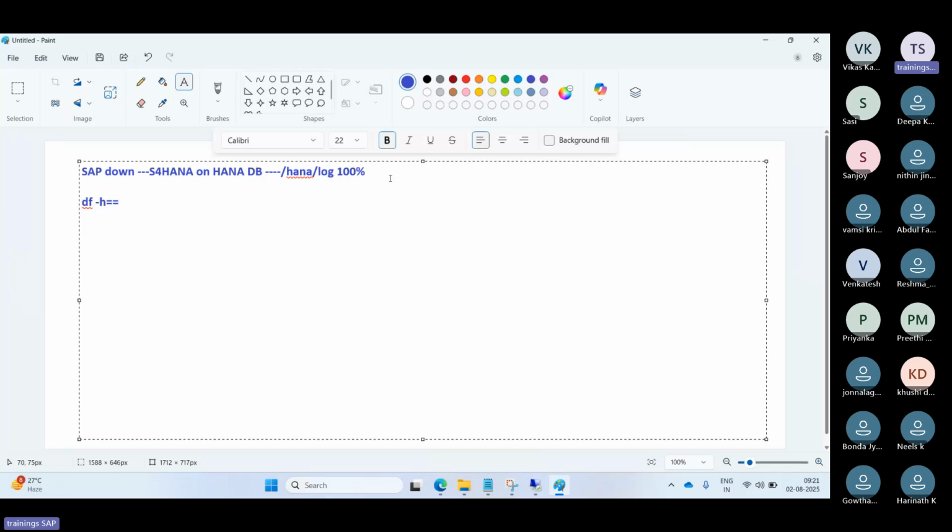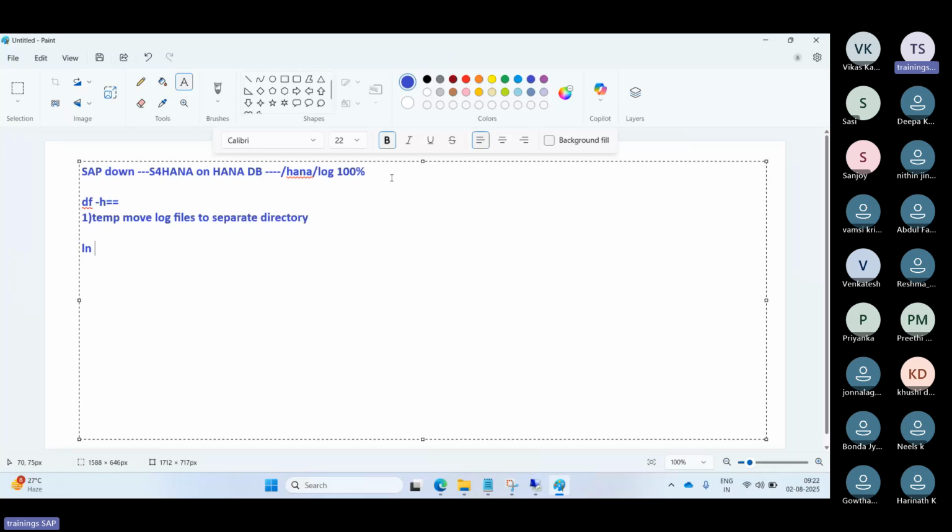Then I immediately stopped the application. I stopped the HANA database, even though the file system usage did not come down. Then what I did: there is a mount point here. First of all, we need to check where you have free space, maybe /data or the shared directory. You need to temporarily move all the HANA log files from the log folder to a separate directory.